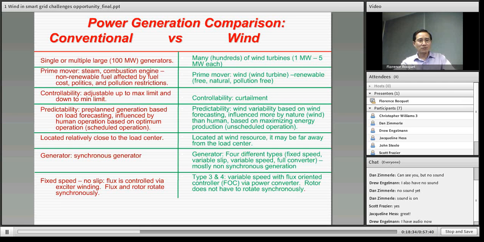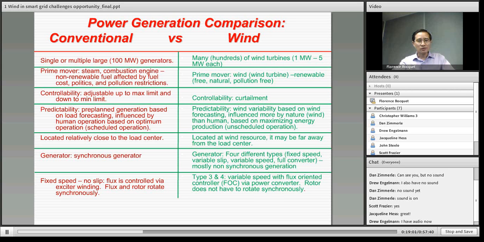And predictability is different. Conventional power generation, we can predict very well. We can plan very well, right? And we can do economic dispatch. But for the wind, we can do short-term prediction, but for longer term, like a day ahead and even weeks ahead, it's very difficult to predict.